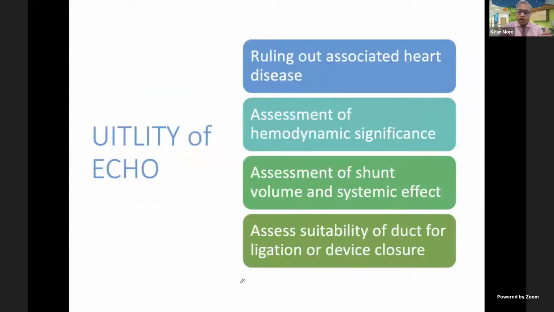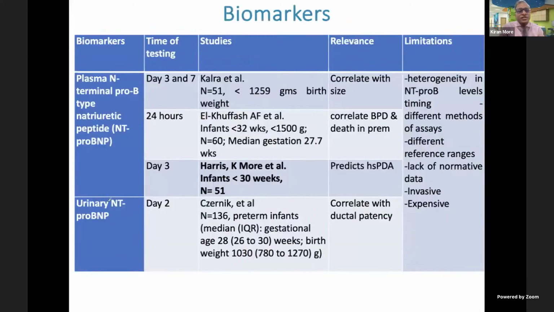Now, echo, Dr. Mohit will talk about, and I'll skip what assessment you will do. But if you don't have an echo, are there any other parameters which might help? I looked at many parameters, almost 10 to 15. None of them are very useful, except maybe two of them, which I will highlight here, the first being plasma NT-proBNP.